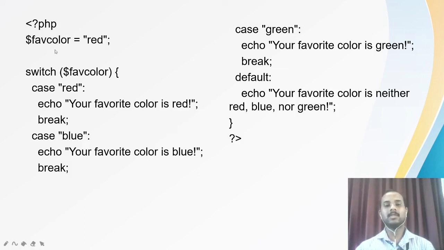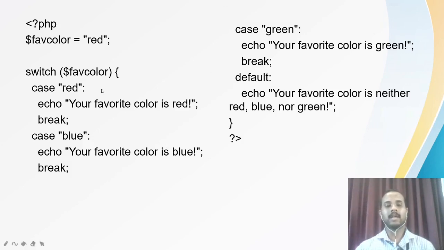Here you can take the input from the user also. For example, you can use the get function, and you can get dollar of favor. So you can use that, and you can ask for the input also. Now when the user makes the choice of blue, then blue will not get matched with the red here, but blue will get matched with the blue. Now your favorite color is blue will get printed. Afterwards it will be executing the break. So when it executes the break, it will be coming out of the switch statement.